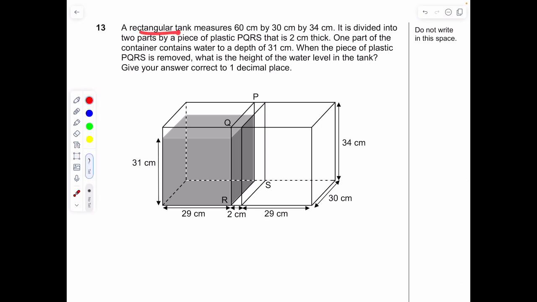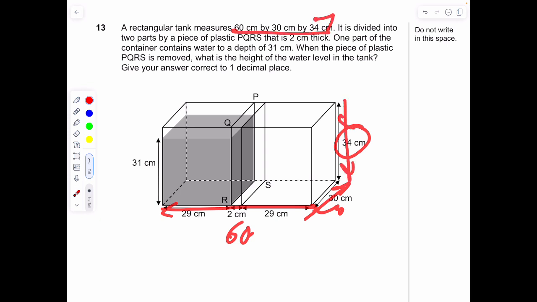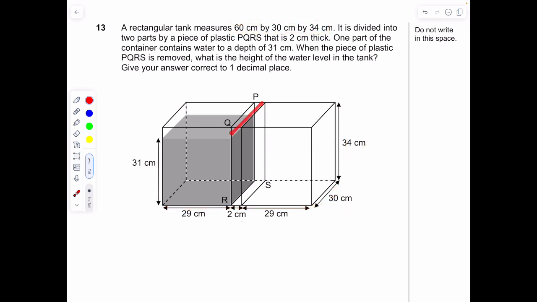Okay, a rectangular tent measures 60 by 60 by 34. Okay, it is divided into 2 parts by a piece of plastic. So it's over here. Okay, there is 2 cm thick. So the 60 is over here. This is your 60, this is your 30, this is your 34. Alright, this is what they're talking about. And then they are dividing it by this thick plastic that has a thickness of 2 cm.